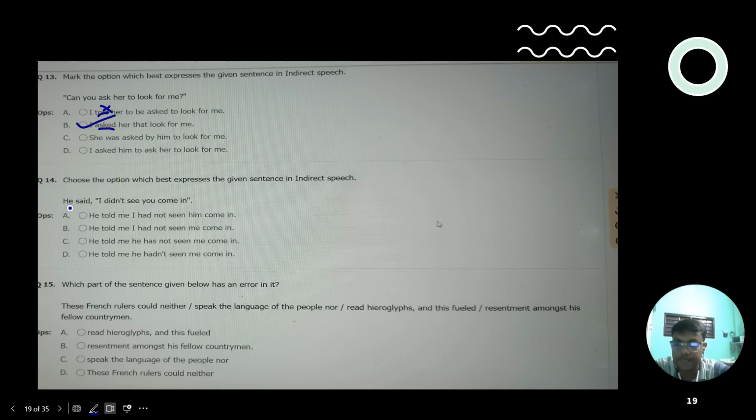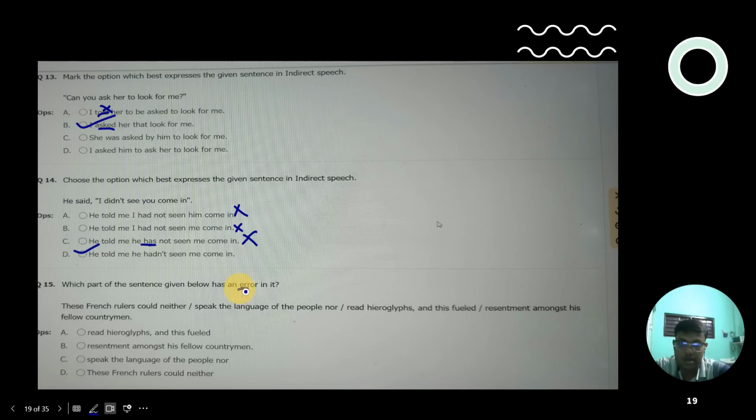Next, he said, I didn't see you come. So "he told me I had not seen him come." No, that is not the correct answer. "He told me I had not seen me come." That is a completely illogical sentence. "He told me he has not seen." "Has" would not be the correct answer because in indirect speech we always use the past tense. "He told me he hadn't seen me come in." Yeah, that is the correct option.